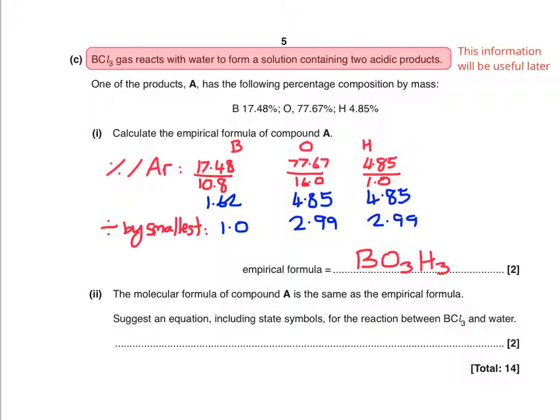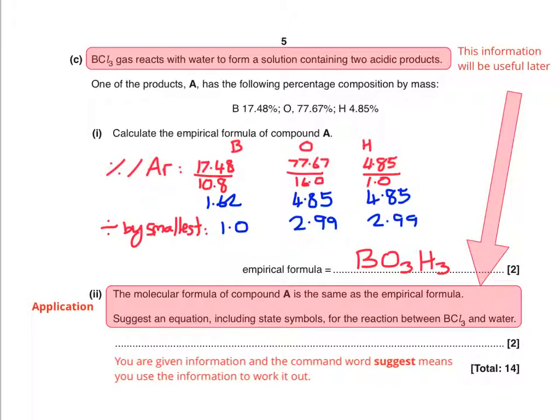So doing the 2 steps of percentage by relative atomic mass and then dividing by the smallest should lead you to BO3H3. So this final part is an application question, and like I said a while back, the information at the beginning of the question will be useful later on. So I've highlighted the 2 pieces of information that you need to do your equation. Now the fact that the command word says suggest, it doesn't mean you have to know this, it just means use the information that they've given you to see if you can work it out.